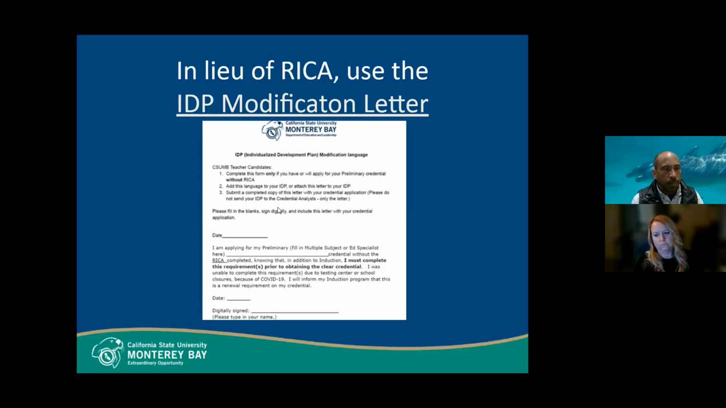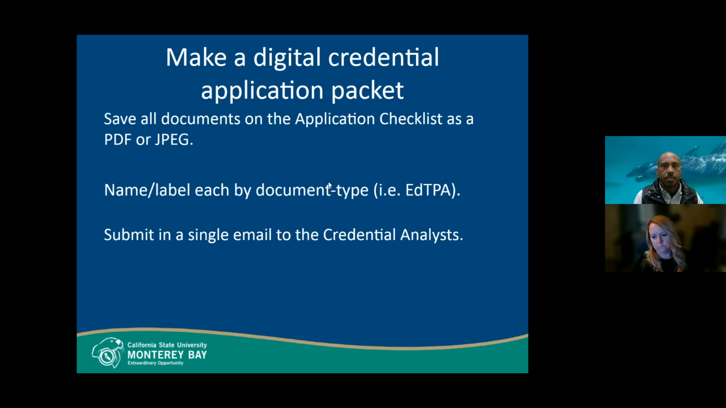This is for everybody that meets all requirements prior to December 31st. So all those items on the checklist, save as a PDF or a JPEG. Then ideally, label each item so that we know what they are, and submit as a single email to the credential analyst. We really emphasize, don't send individual emails with individual documents to each of us, because we get a lot of emails, and in order for us to keep everything together, coordinated, and to recommend you for your credential as soon as possible, send one email with all your PDFs to both Christy and myself. Christy and I will divvy out the credential recommendations according to our workload. So send it to both of us, and we'll figure out who will process your credential.